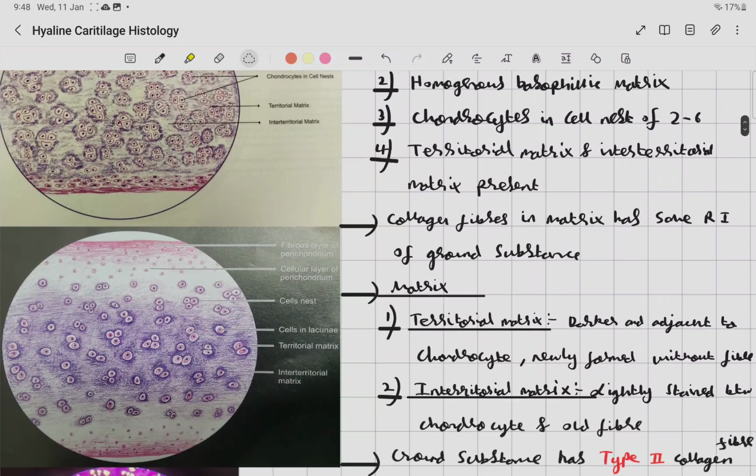Now, the collagen fibers in the matrix have the same refractive index as that of the ground substance.